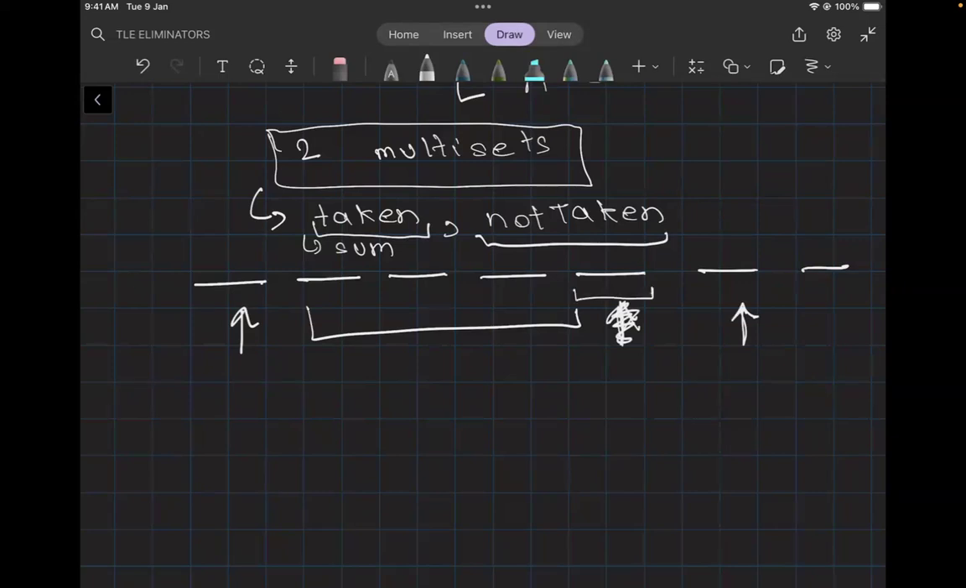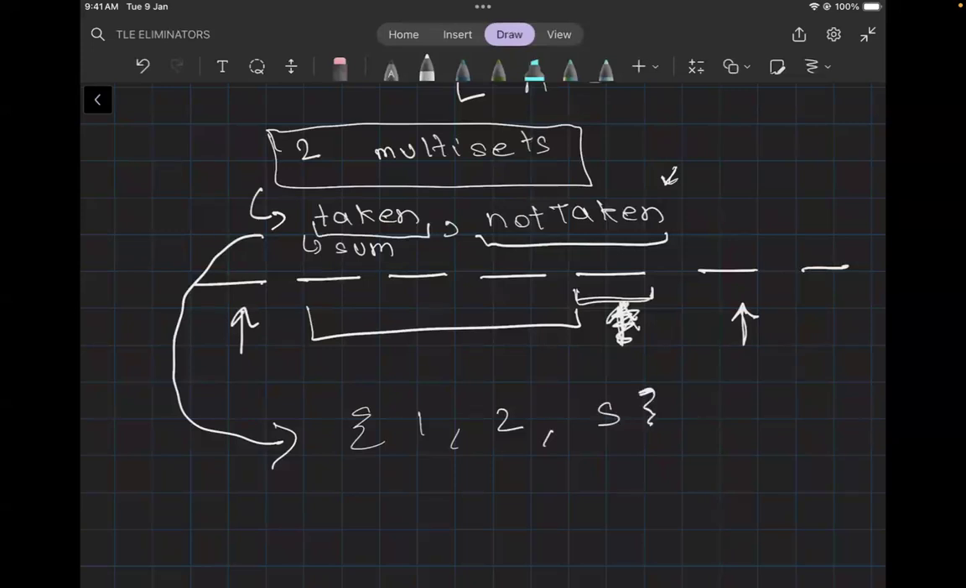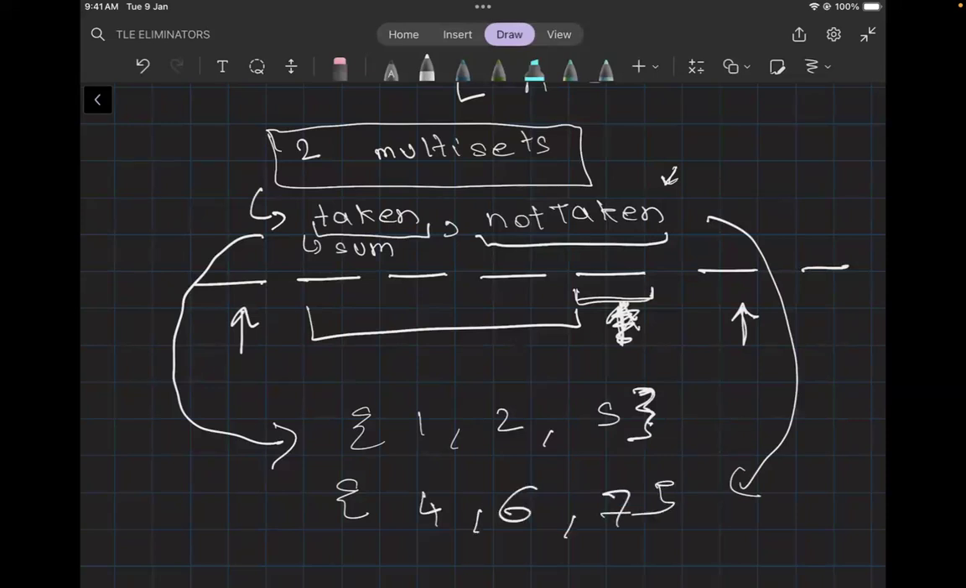You just push this element in your not taken multiset, and now you apply a greedy strategy. Let's say the values that you took in taken are 1, 2, 5. And the values in your multiset not taken are, let's say 4, 6, and 7. Or let's say even better, 2, 3, 6, and 7.